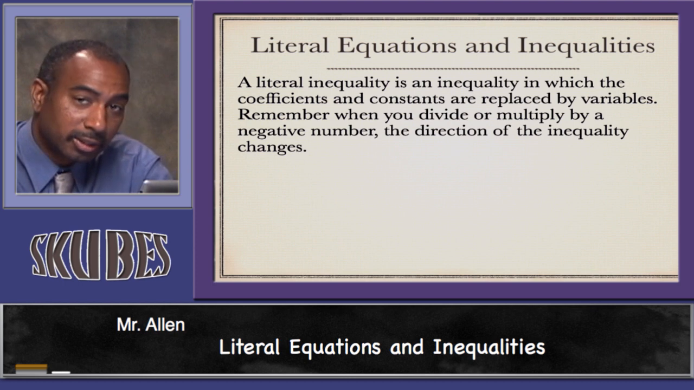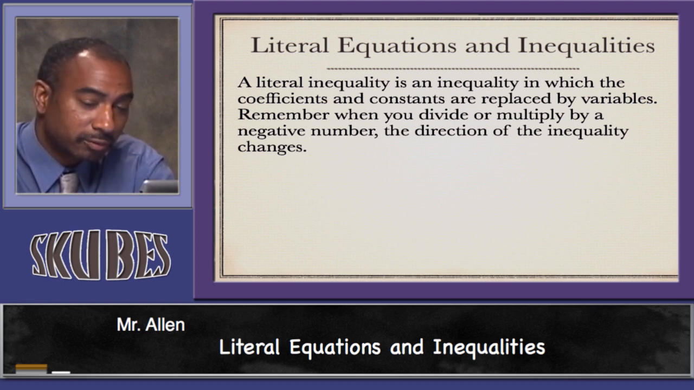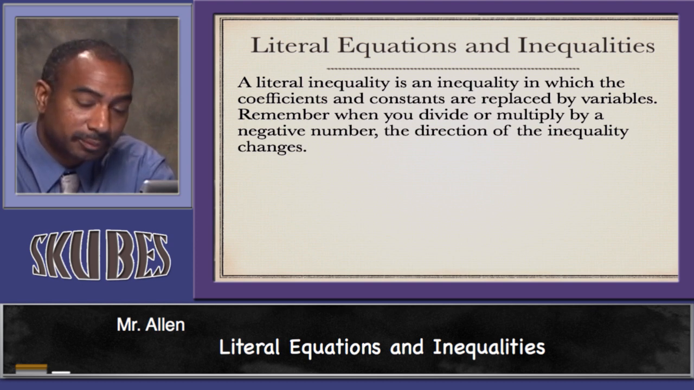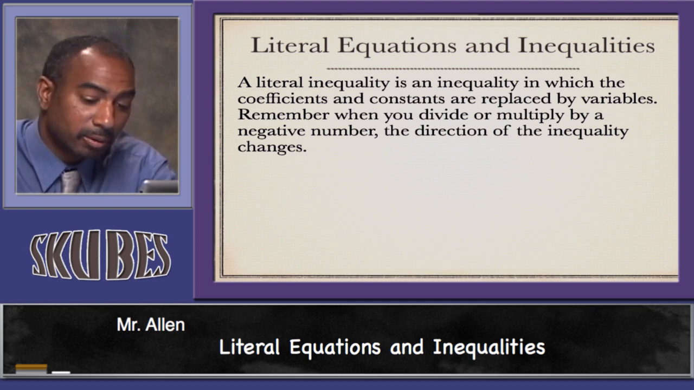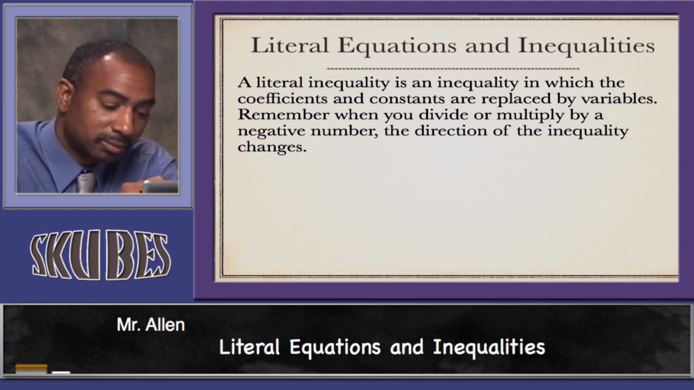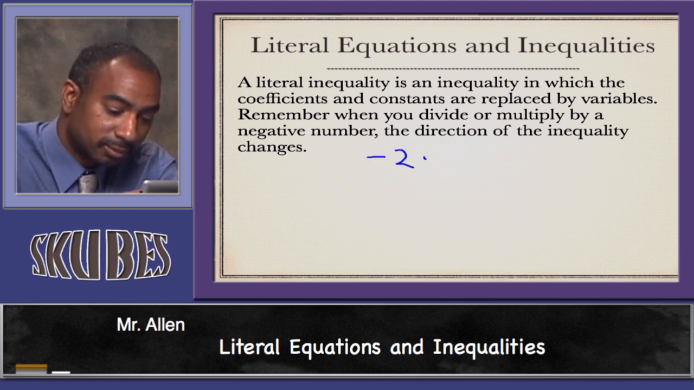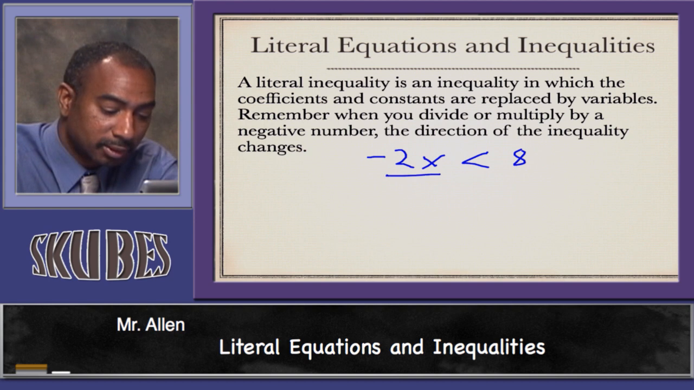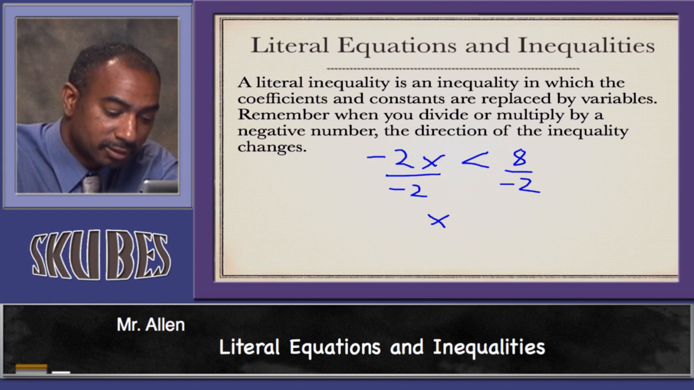A literal inequality is the inequality in which the coefficient and constants are replaced by variables, similar to the linear equations. Remember, when you divide or multiply by a negative number, the direction of the inequality changes. So don't forget from the previous lesson, anytime you divide by a negative number or multiply by a negative number, you're going to change the sign around. So in this case, you have x is, now it's going to be greater than negative 4.